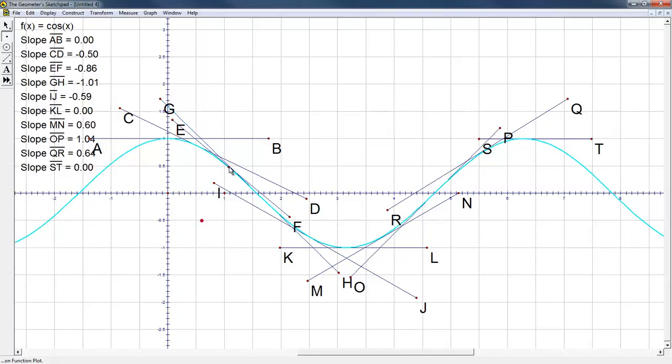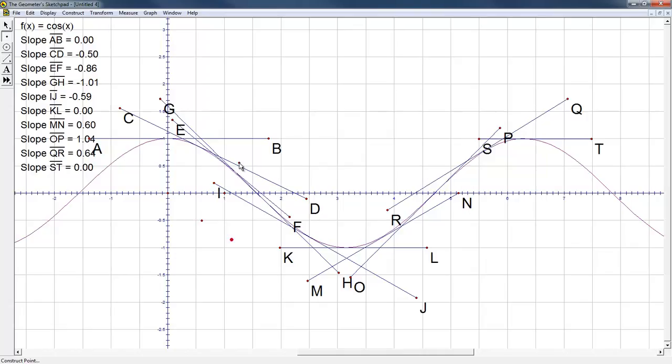There, I had it there. Those two are pretty close. It's kind of hard to see a little bit. Yeah, it's probably around there. EF is negative 0.86, so yeah, something like maybe that.